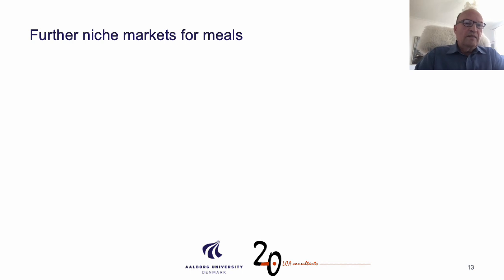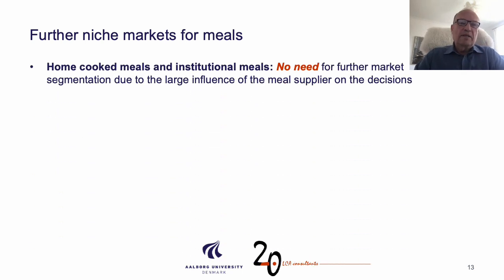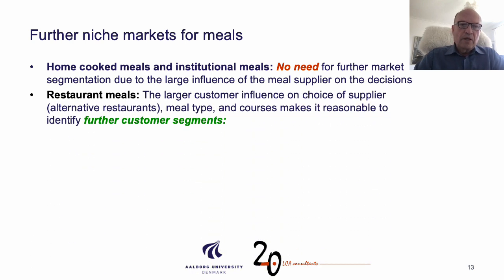So within the meals, there is no need to further market segment the home-cooked meals and the institutional meals, because there is simply not enough influence for the customers. On the restaurants, where there is a large influence of the customer, it makes it reasonable to identify further market segments or customer segments.